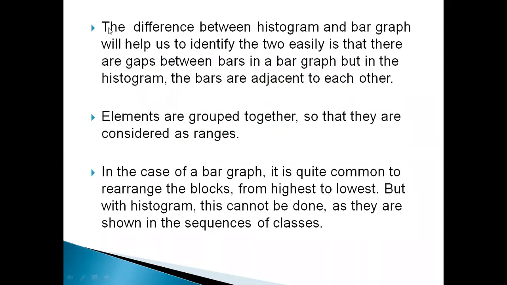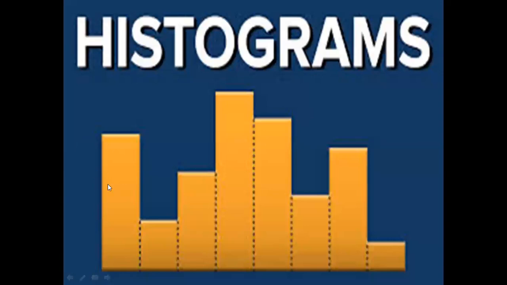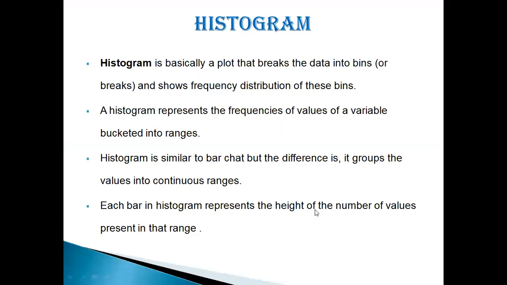The very important thing is the difference between the histogram and the bar graph. In a bar graph, there will be a gap between each bar, so it is easy to identify. There are gaps between bars in a bar graph, but in a histogram, the bars are adjacent to each other. Now you can see the bars are adjacent to each other and there is no gap.